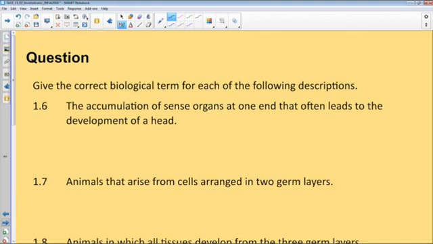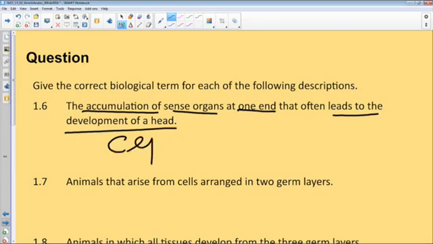Let's underline keywords. The accumulation of sense organs at one end often leads to the development of a head. And guys, we discussed this. We said that, think about it, when organisms start showing the development of sense organs at one end, it leads to the development of the head. Right, so remember organisms like they have a cephalothorax. So what does that mean? A distinct head and a body. So we refer to this process as cephalization.